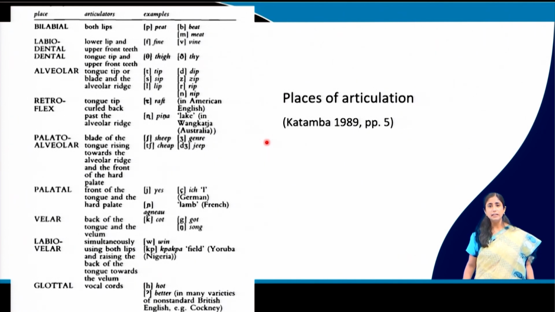So, fool in English is different from phool in Hindi or in many of the Indo-Aryan languages. So, fur is labiodental, and then we take the tip of our tongue to the upper portion of our mouth and we produce sounds like t, tip, dip. These are called alveolar sounds. Again, with the tip of the tongue curled back, we have retroflex sounds like r, and with the blade of the tongue raised towards the alveolar ridge and the front of the hard palate, we produce palatoalveolar sounds like sh.